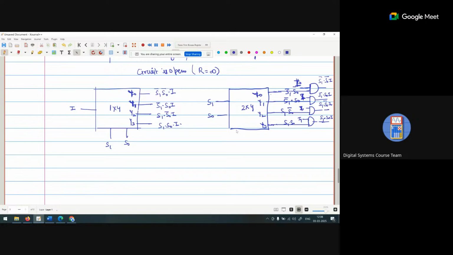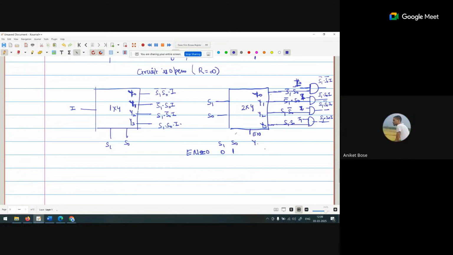Okay, yes, sir. What about the enable pin? What should I do to it? The enable pin, we generally provide the enable as a 1. For example, my enable pin is 0. The value of S1 and S0 is, I think, 0 1. Let's take an example.